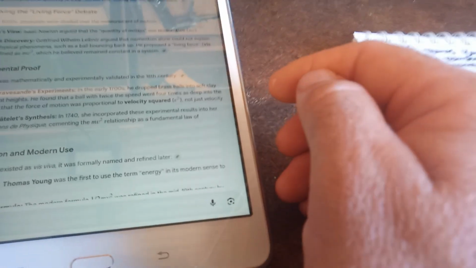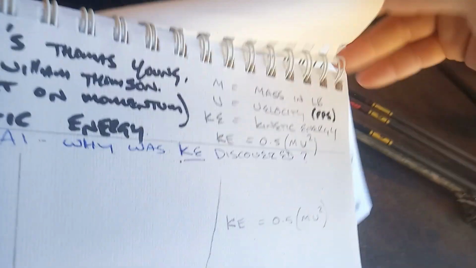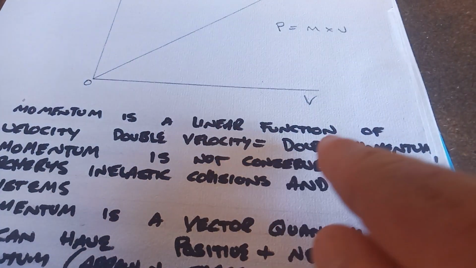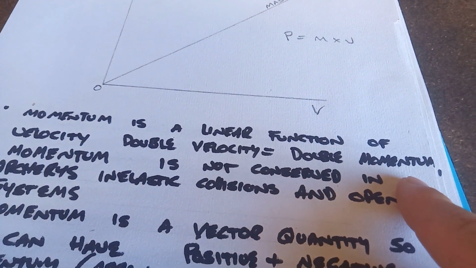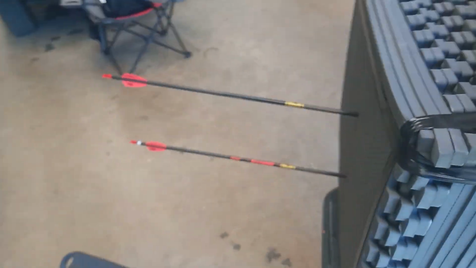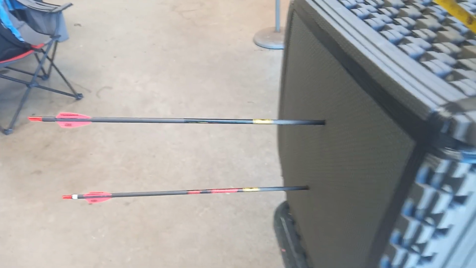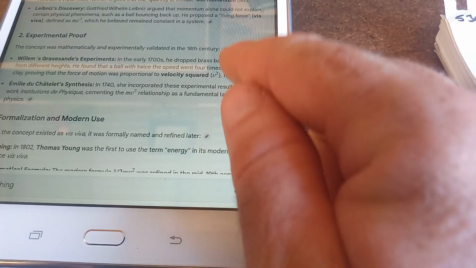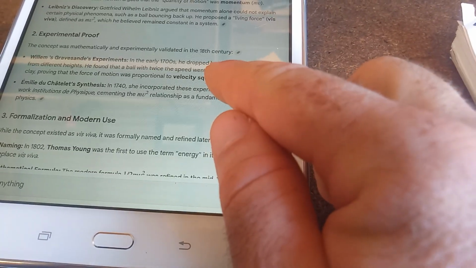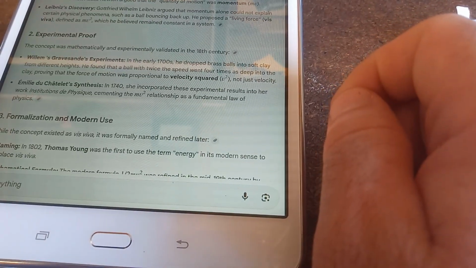If we look at our old equation of momentum, we saw that double the velocity equals double the momentum, right? We also saw in our experiment over here that momentum perhaps did not correlate to extra penetration. And what we've got this guy saying is that if you increase the velocity, with twice the speed, you got 4 times the amount of penetration, okay?